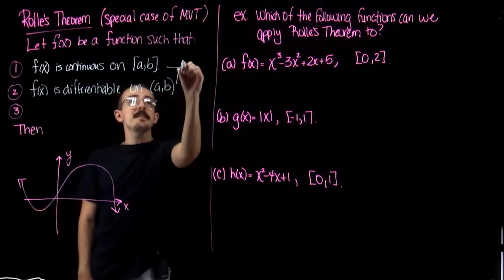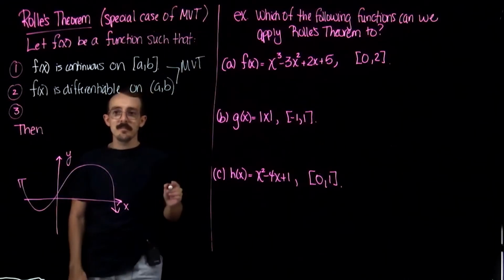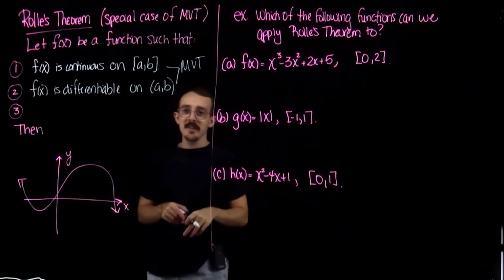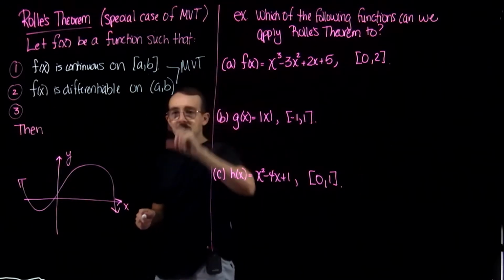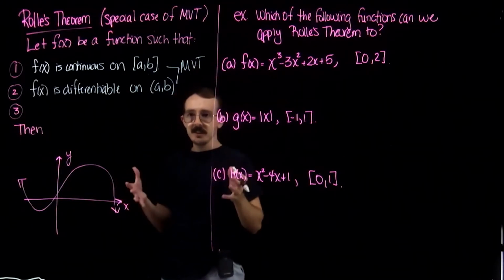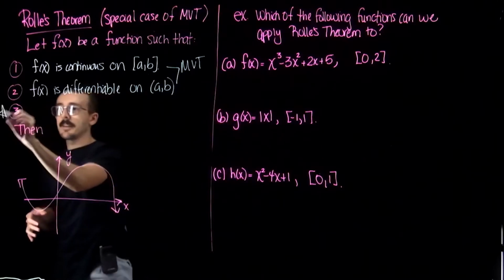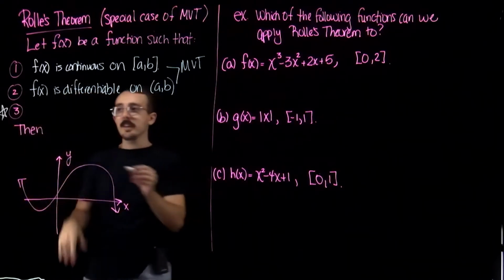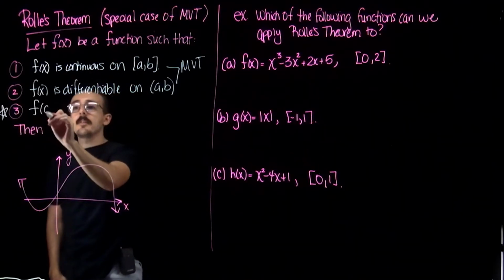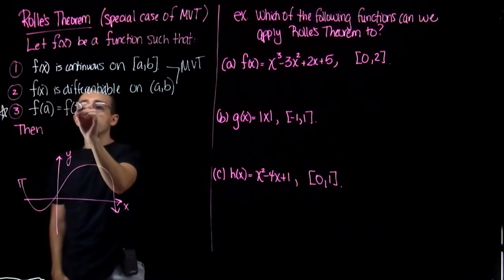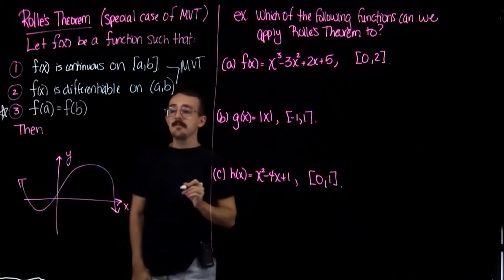So together, these two right here are the assumptions of the mean value theorem. So nothing new. We're now adding on this extra special condition. So this is just for Rolle's theorem. I'll even star it here, so that we're adding on just one more new thing. We need that f of a is equal to f of b.